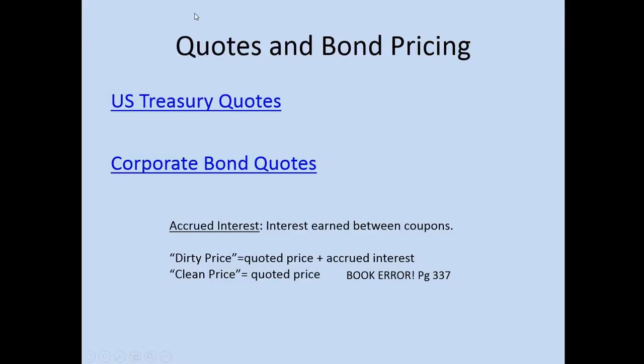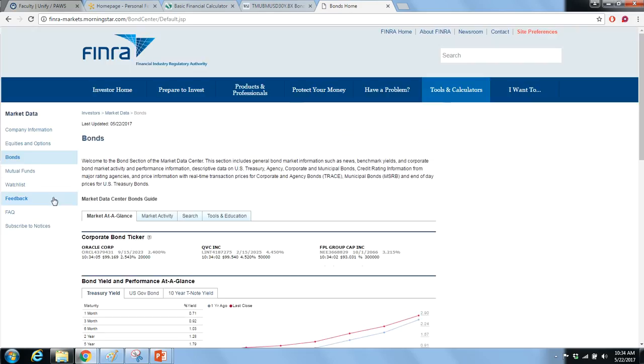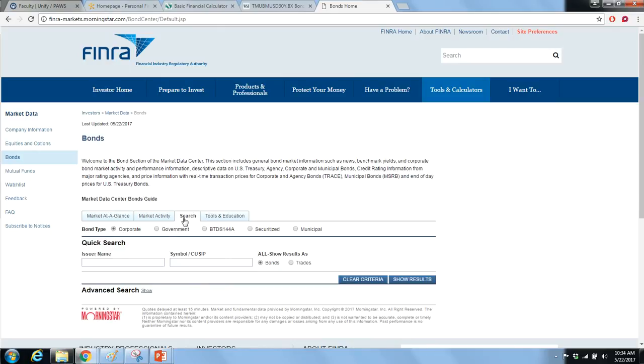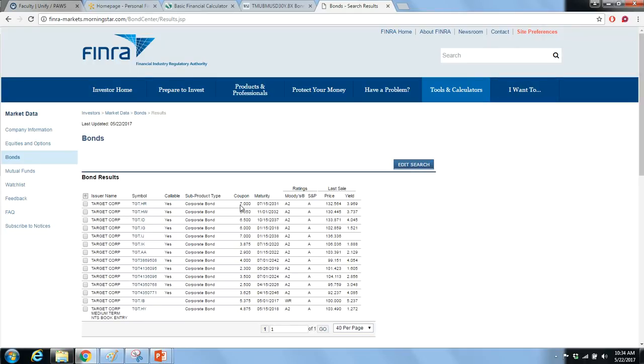So corporate bonds are quoted more straightforwardly. There are several ways you can find listings of corporate bonds. We're going to look at FINRA here. So pull up the bond market. Let's search a company. I'll pick my wife's favorite company in the whole wide world, Target. I might be personally responsible for any price appreciation that occurs from time to time.